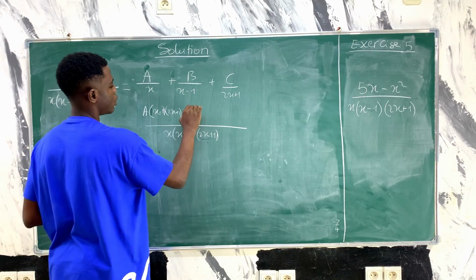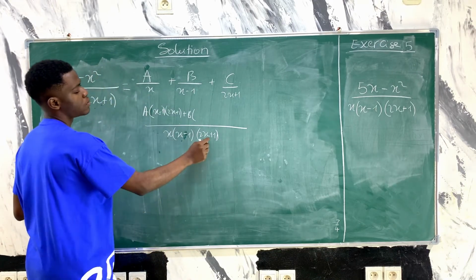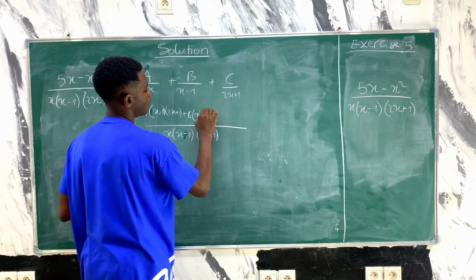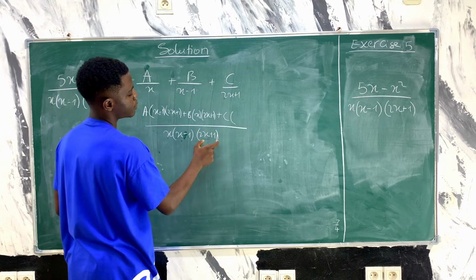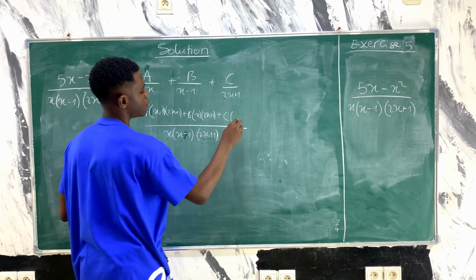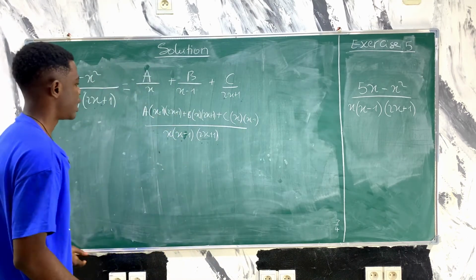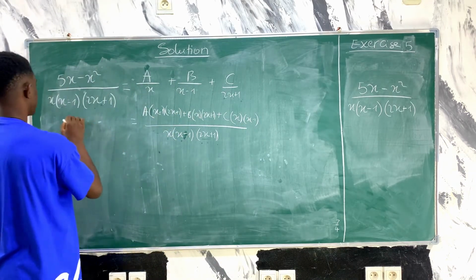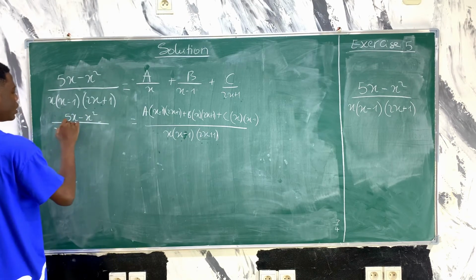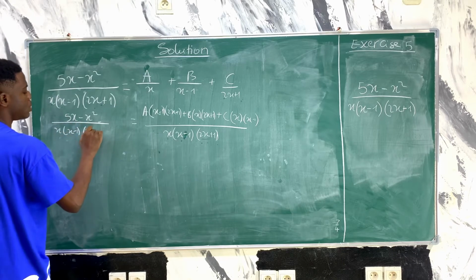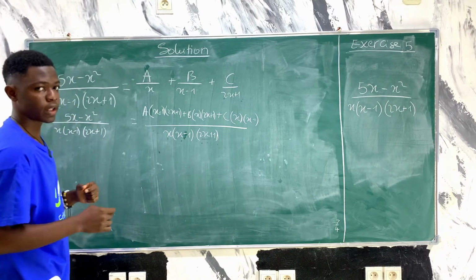Oh, I see that this is going to be long. Plus B into x times 2x plus 1, since x minus 1 will disappear from here. Plus C into x and x minus 1, since 2x plus 1 will disappear from here. When I have it like that, I can recopy the left side, as nothing has changed here. So I'm going to have 5x minus x squared all on x into x minus 1 into 2x plus 1. Just like that.